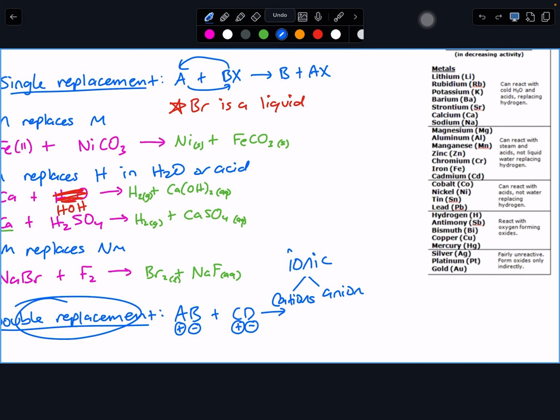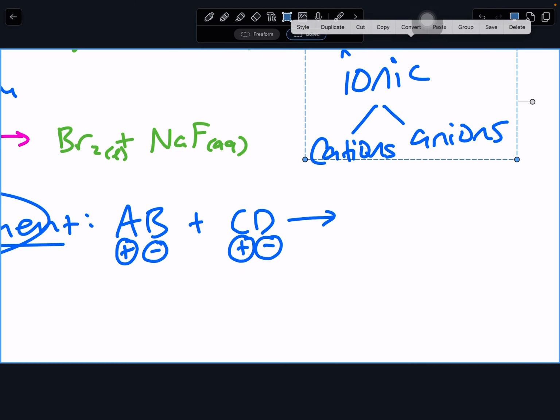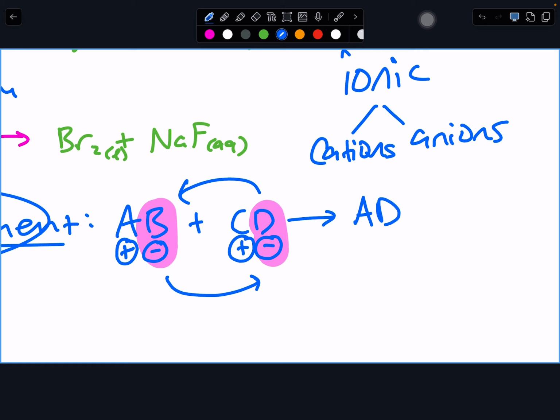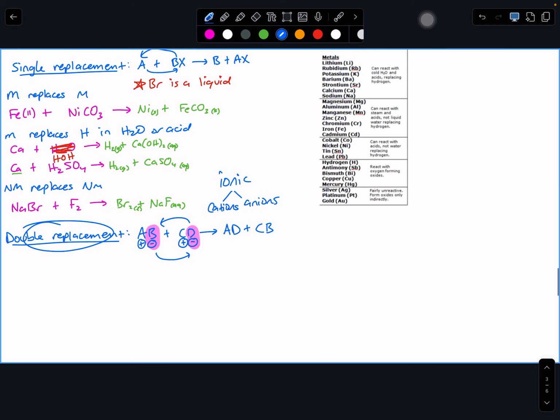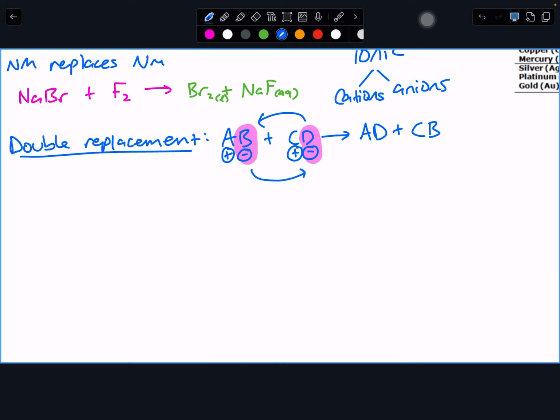In a compound, how do you get the products then? You switch the anions. B is an anion, D is an anion. They switch. So now A is with D, and C is with B. Perfect. That's how you make the products. So in double replacement, you just replace the second one in the compound.